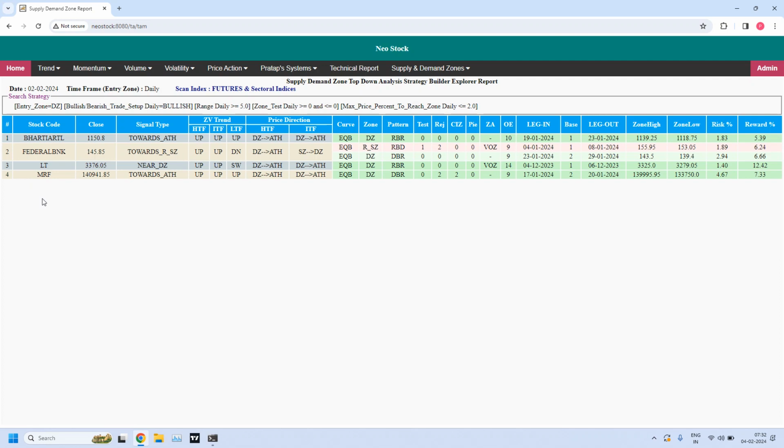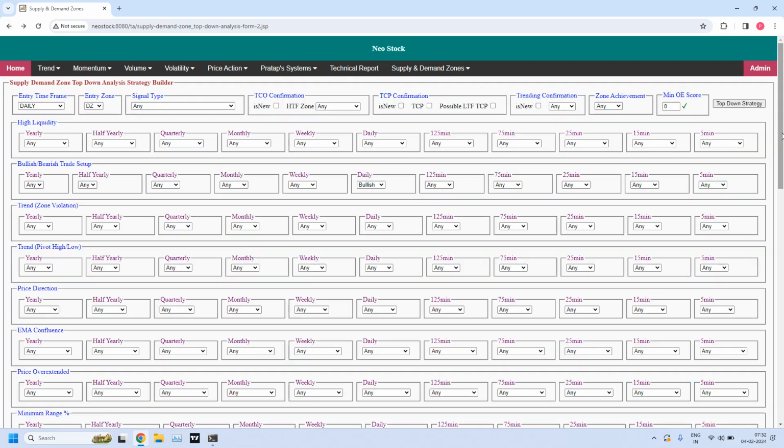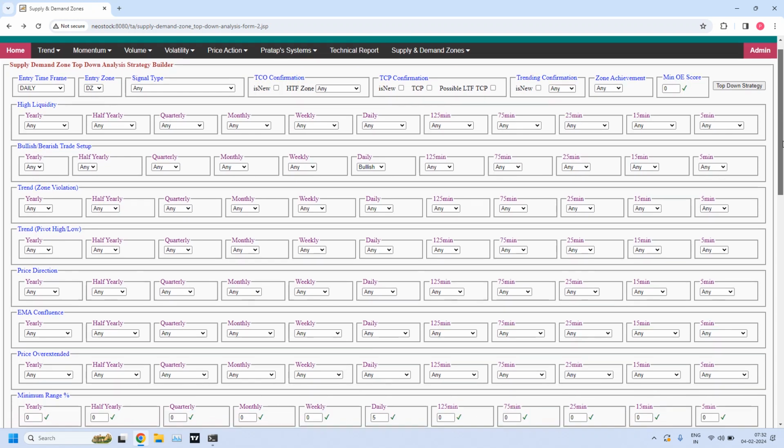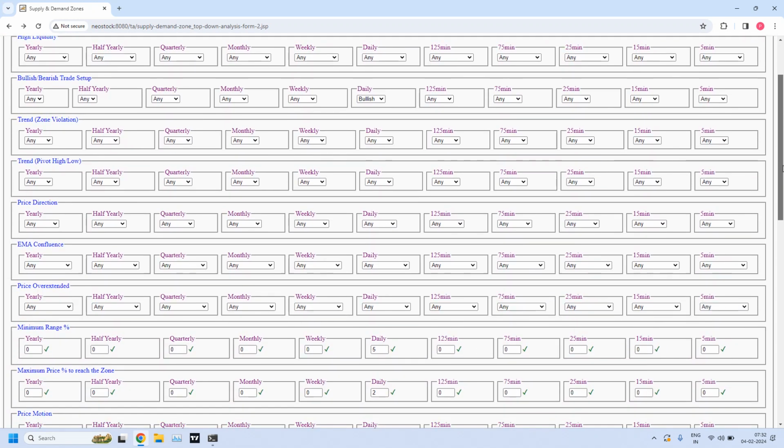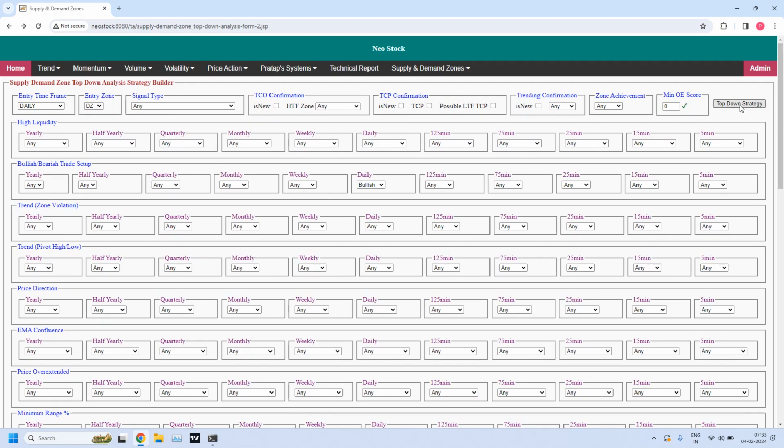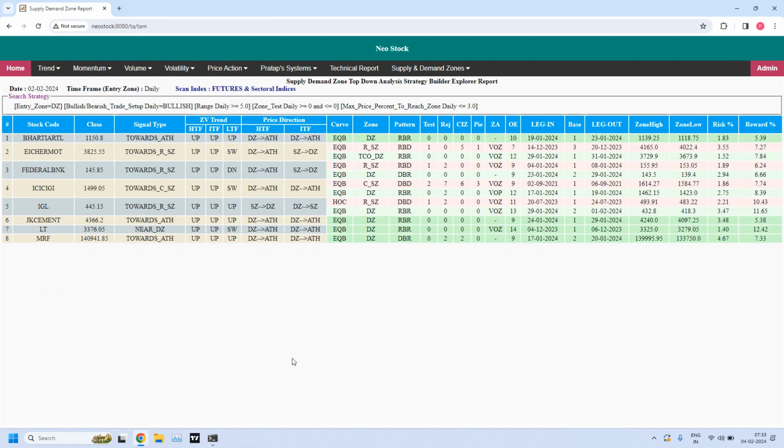Now let us see within 3% level, any stocks are there. If you want even more list, you want more stocks. So near to the demand zone, 3% level, let us check. So maximum price percent to reach the zone, I'm changing from 2% to 3%. Now apart from these 5 stocks, you will get some more stocks. Now 8 stocks are filtered.